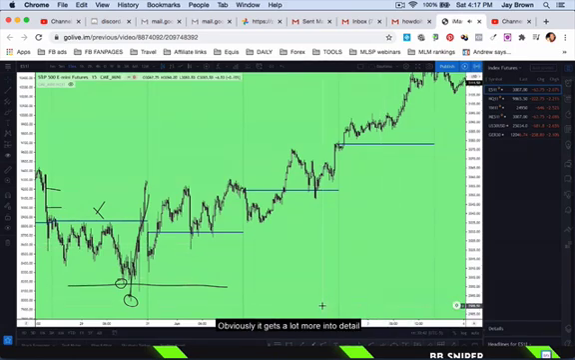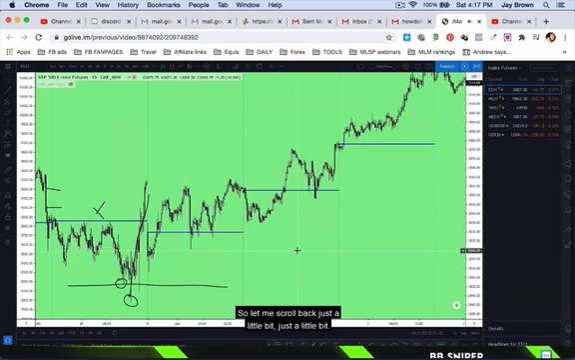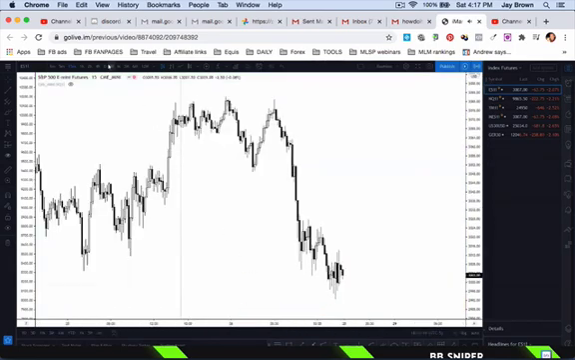All right. Obviously, it gets a lot more into detail because we didn't really do a whole lot on time and price, or even get off of the 15-minute. But basically, I'm kind of showing you the price reaction around buying below the open in bullish conditions. Okay. So let me scroll back just a little bit. Talking about the first daily candle of the week. No, this goes for any day, for any of the days.